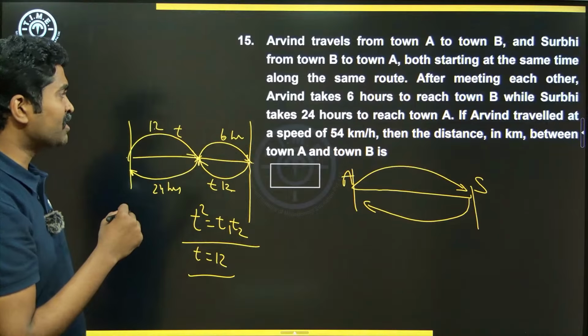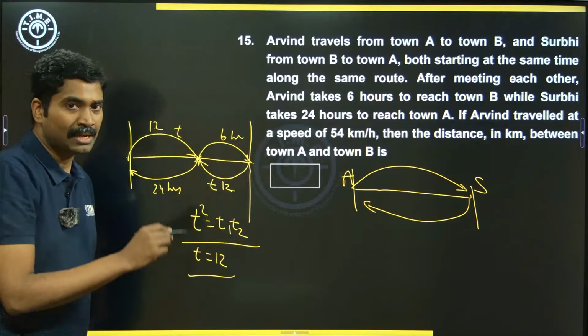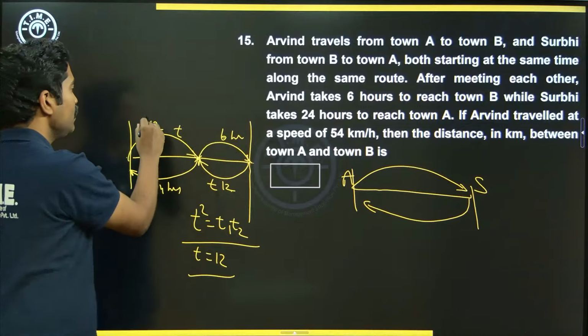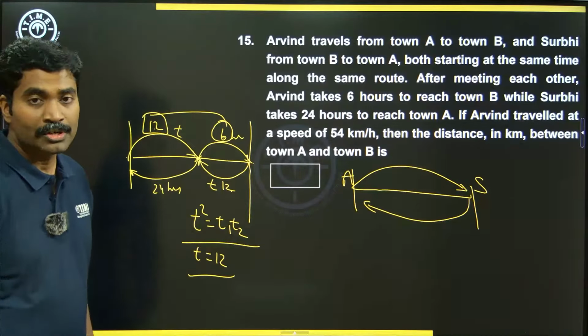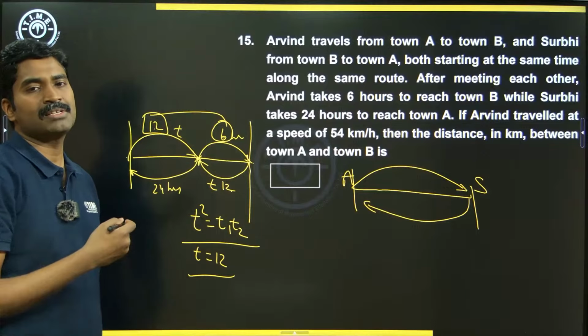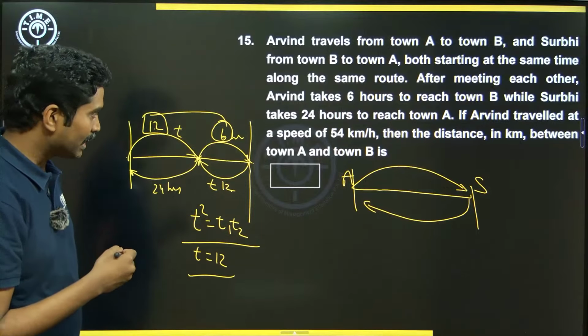Now, if Arvind traveled at a speed of 54, Arvind is this first person. What is the total distance? I'm not going to count this question as answered, but 12 plus 6, 18 hours, 18 hours into 54 should give you the answer. 18 50s are 900, 18 4s are 72, 972, right?